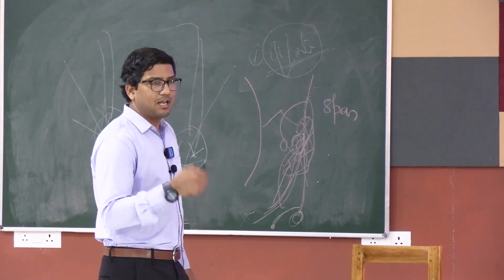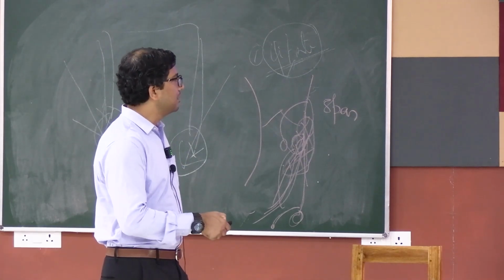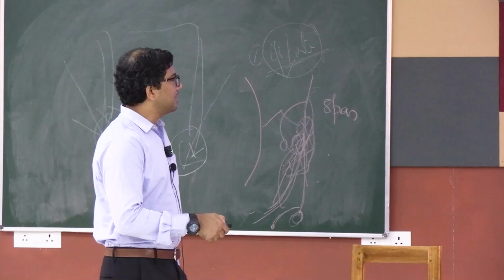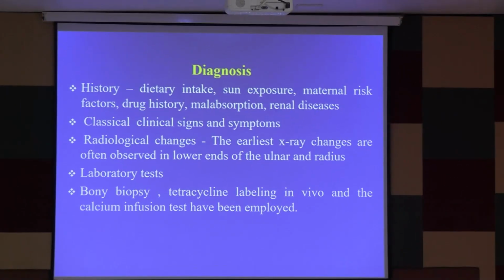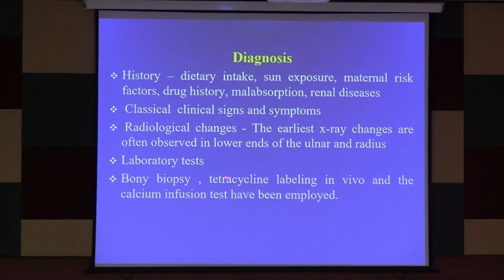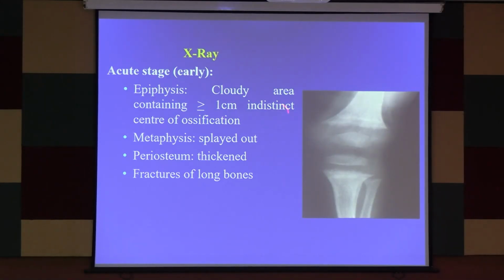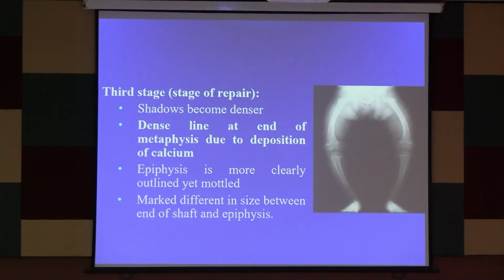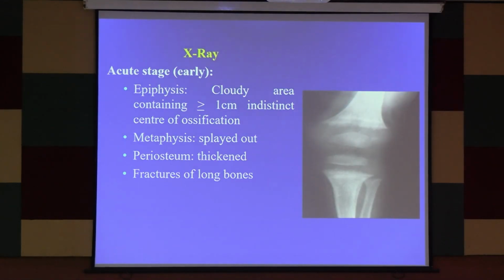Radiological changes, I have shown you the changes. The earliest changes are seen in the lower end of the radius and ulna, in the wrist, and then the laboratory tests and bone biopsy. X-ray findings are quite complex, but I will mention only the salient points. In the acute stage, the metaphysis is broadened, it is broad and soft, and the epiphysis is hazy.